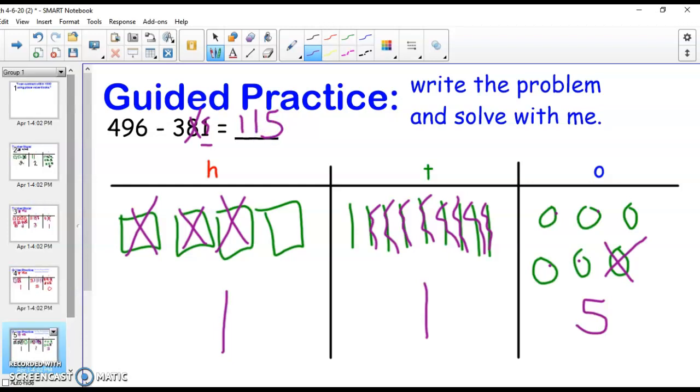And those are our practice problems for today. If you're still not sure on what to do, go back and watch the video one more time. And if you're still unsure, make sure you get on Zoom with me later today and ask a question.